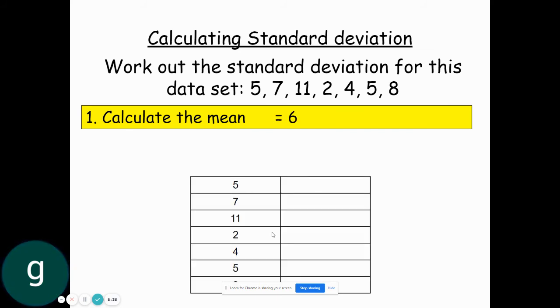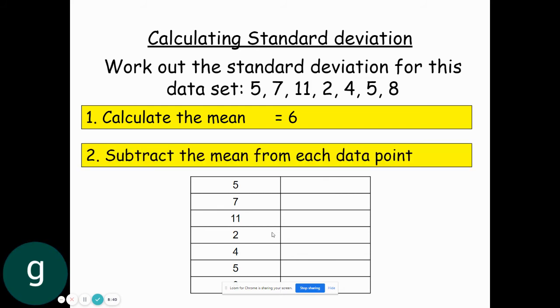For each value, you calculate the deviation from the mean. So 5 will be a negative 1, 7 will be a positive 1, 11 will be a positive 5, 2 will be a negative 4, 4 will be a negative 2, 5 will be a negative 1, and 8 will be a positive 2. See if Mr. Gollier can do basic maths. Yes, he can. Look at that.